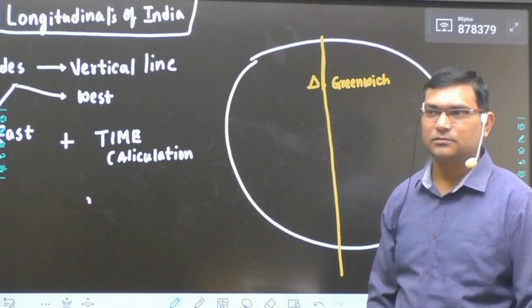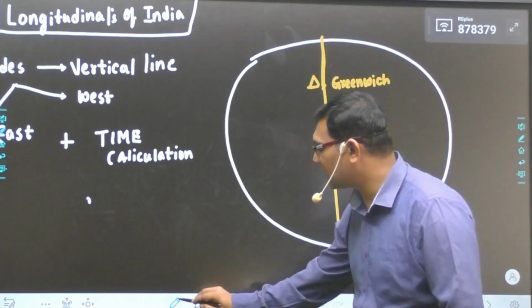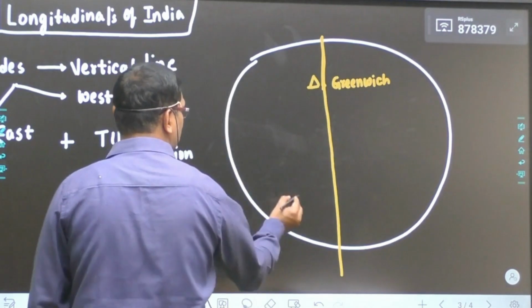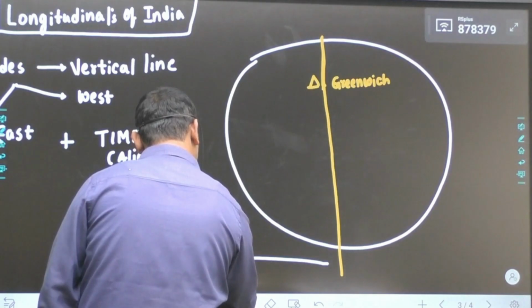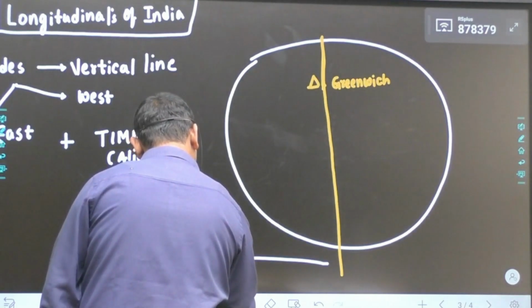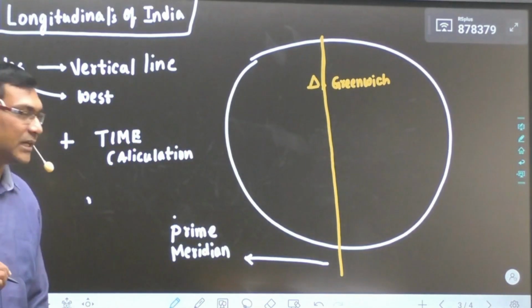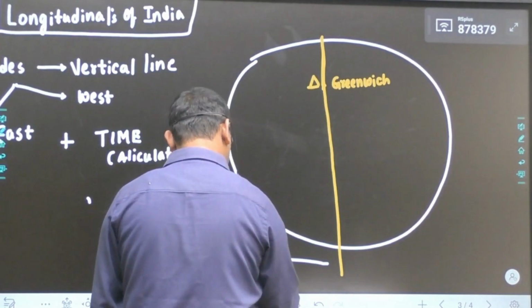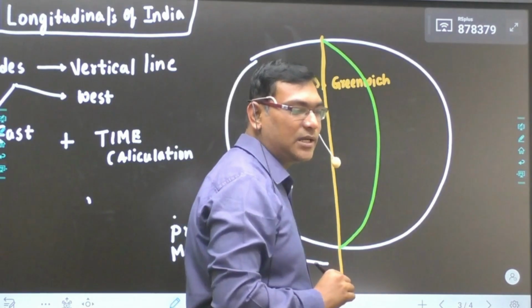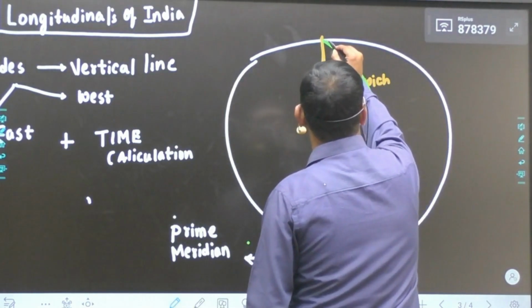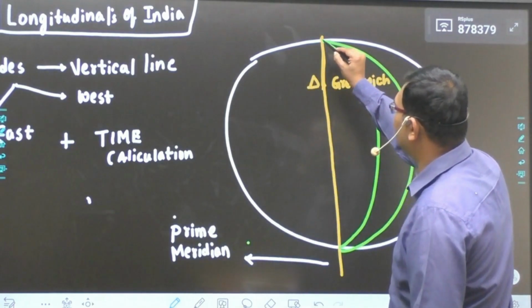From the vertical lines, angular distances are drawn. This vertical line drawn from Greenwich is called the prime meridian line. Yes or no? And from this prime meridian line, your other lines are drawn, joining the North Pole and South Pole: 30 degree, and then also 60 degree, 40 degree, 50 degree, 90 degree, etc.